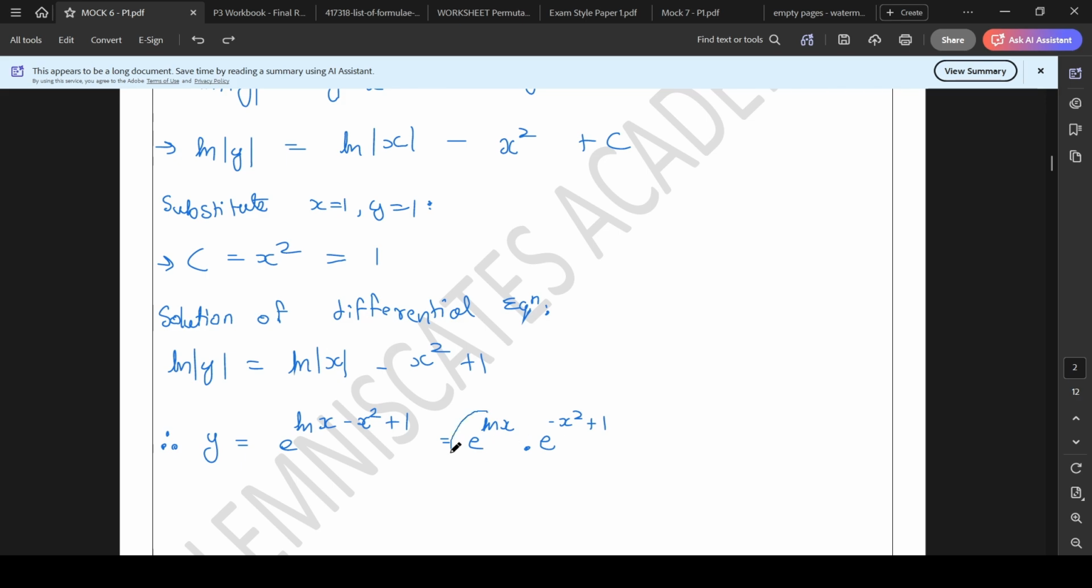After this, I know that e to the power of ln x can be written simply as x, and I can conclude my answer that y is equal to x times e to the power of 1 minus x squared. You always open your marking scheme and check if your answer is matching your marking scheme or not. If not, try to go ahead one step and see if you're able to get that format.